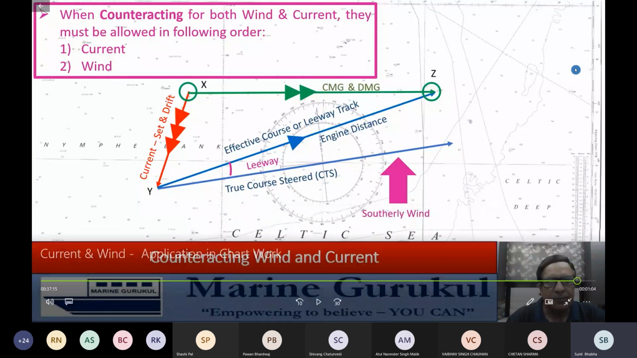Okay, so beta, this is how we counteract for the current and the wind. So when we counteract initially for the current, we get the effective course or the leeway track in our triangle on the chart. And once we have the effective course or leeway track known to us, we can now counteract the leeway easily. We can apply that leeway angle, adding or subtracting it, and we will obtain our course steered or course to steer.